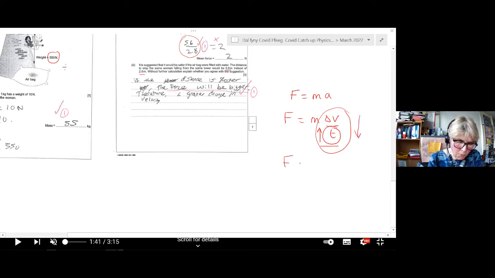And because the force is proportional to the acceleration, if the acceleration decreases, the resultant force acting on you decreases. And so, okay.